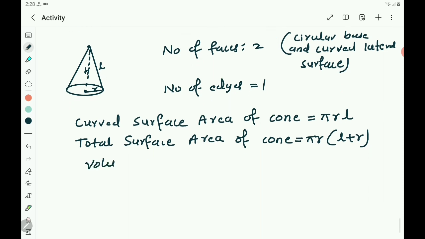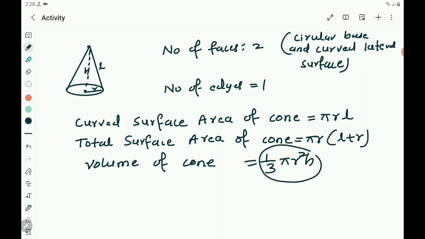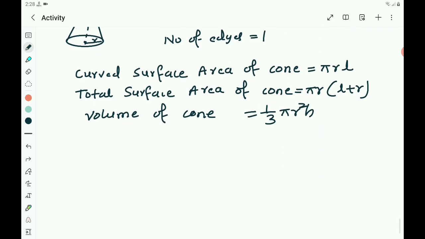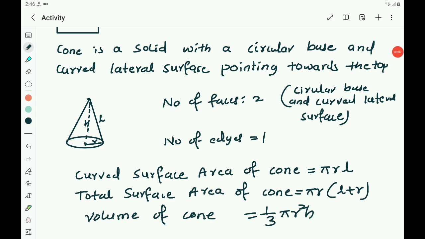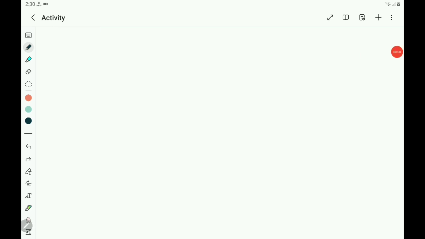Next, volume of cone. Volume of cone is 1 by 3 pi r square h. Pi r square h is the volume of the cylinder. 1 by 3 pi r square h is the volume of the cone. For cone, you can write number of vertices 1. That is the point at the top.